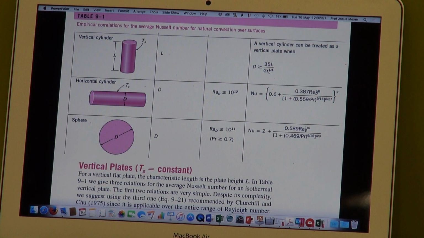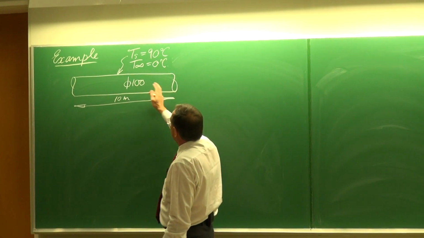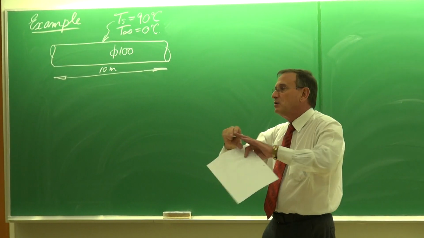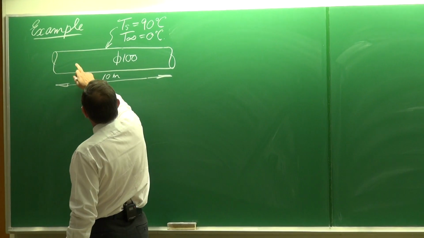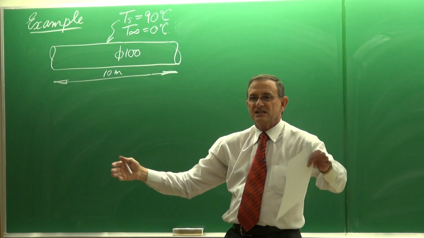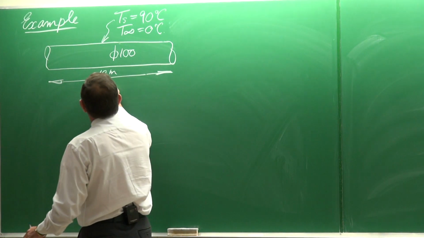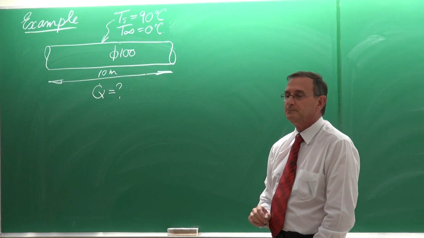The first example that I would like to do is that of a horizontal pipe with a length of 10 meters, the outside diameter of 100 millimeters, and the surface temperature of this pipe is 90 degrees Celsius. So it is an isothermal surface, which means that the temperature is constant all over the surface, and the environment temperature is 0 degrees Celsius. The question is to determine the heat losses from this pipe or cylinder.